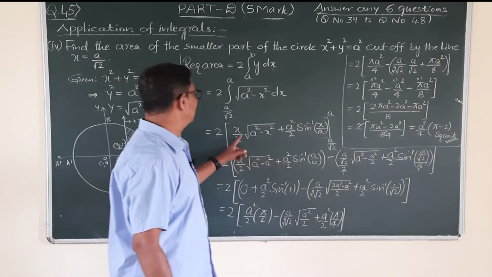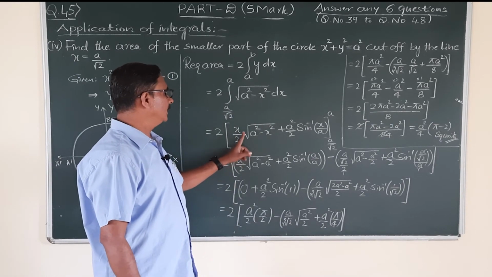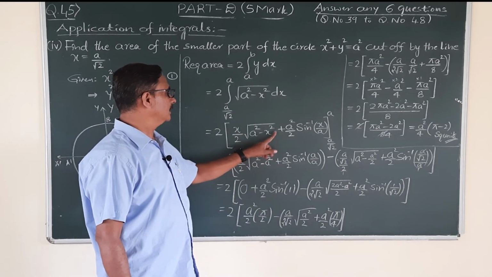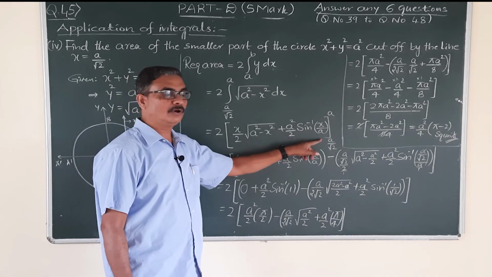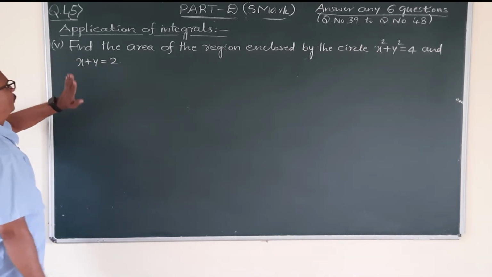Look, remember this formula: integral of root a square minus x square is equal to x by 2 under root a square minus x square plus a square by 2 sin inverse of x by a. Okay, formula. Sorry, one more problem.